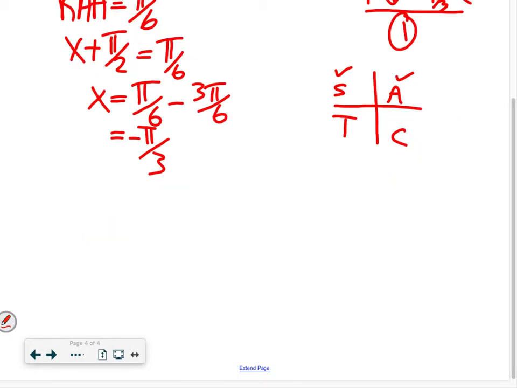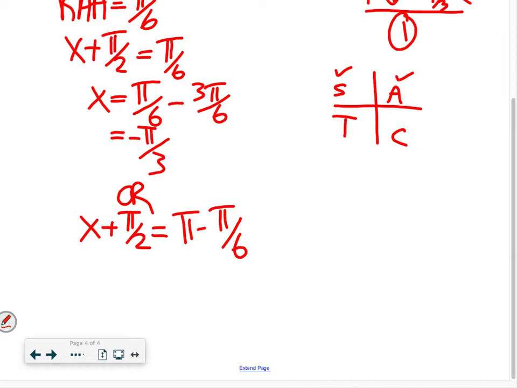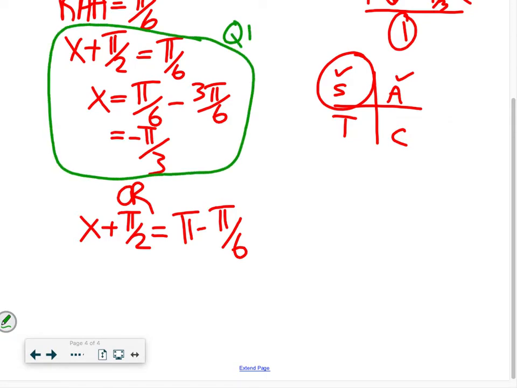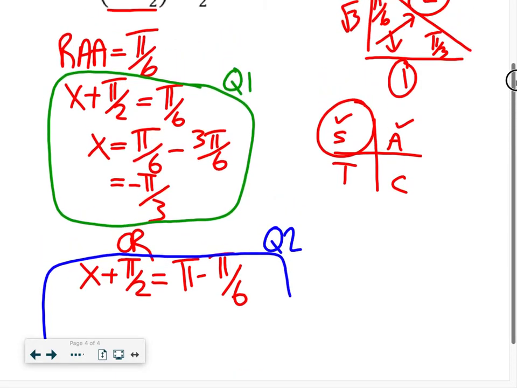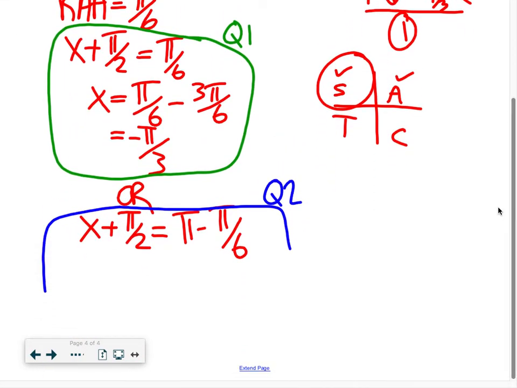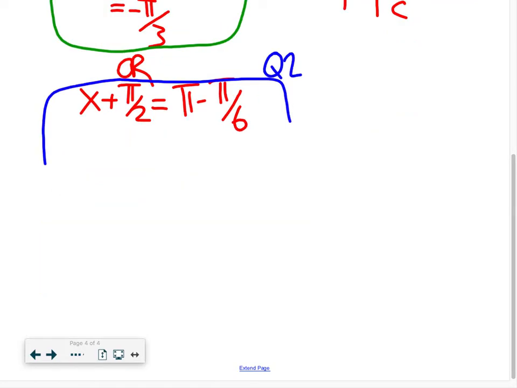All right. Or, now this is the harder one, or x plus pi by 2 equals, we're in the pi minus pi by 6. That's the second quadrant. Okay, all of this stuff was done in quadrant 1. That's Q1. Stuff going on now, down here, is all Q2. And all we're doing is setting that whole angle that I underlined at the start equal to our answer. Our answer here is pi minus pi by 6.